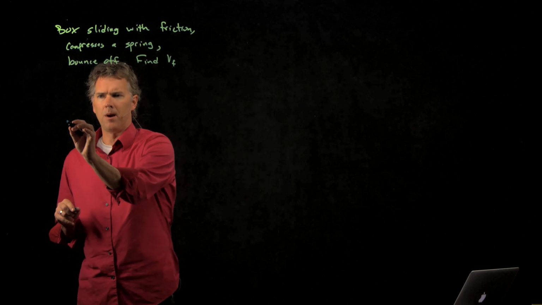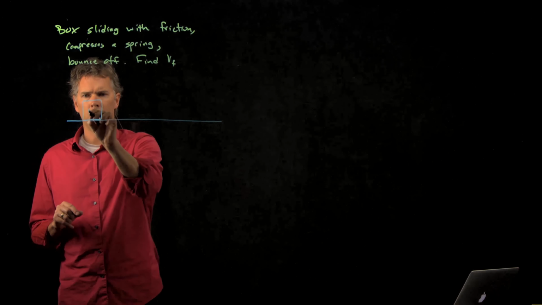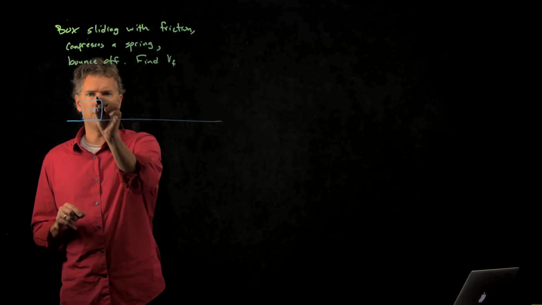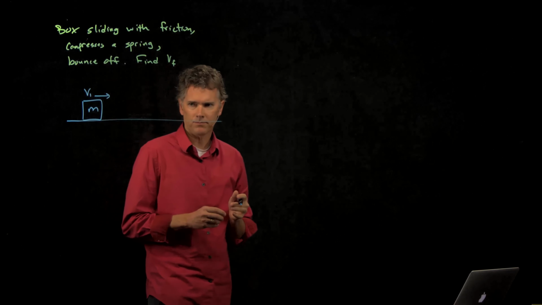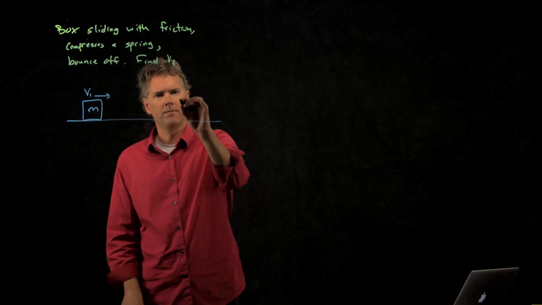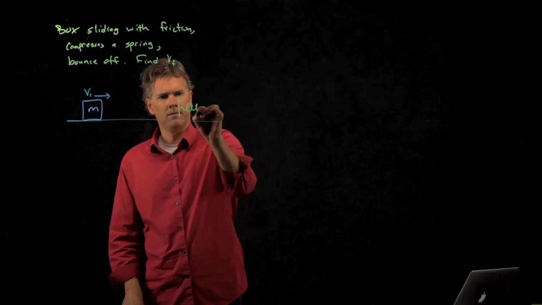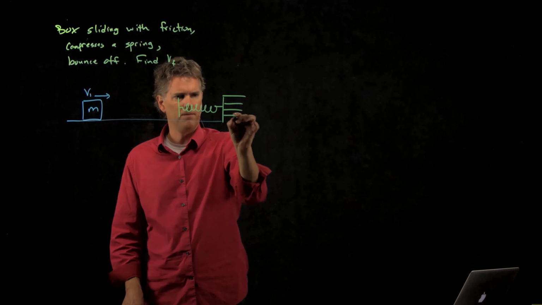So let's think about the problem. Here is our surface. We've got a box M. It is sliding along at some speed, we'll call it V1. Sitting over here is a spring, and that spring is attached to a brick wall.